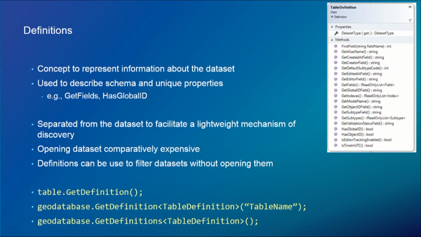Then using C# and a LINQ query, you could say, okay, I want only those data sets that have a global ID field. And then you'll get a smaller set, and then maybe those are the ones you want to open. So you can do that without opening every single table in the database to find the ones you need.